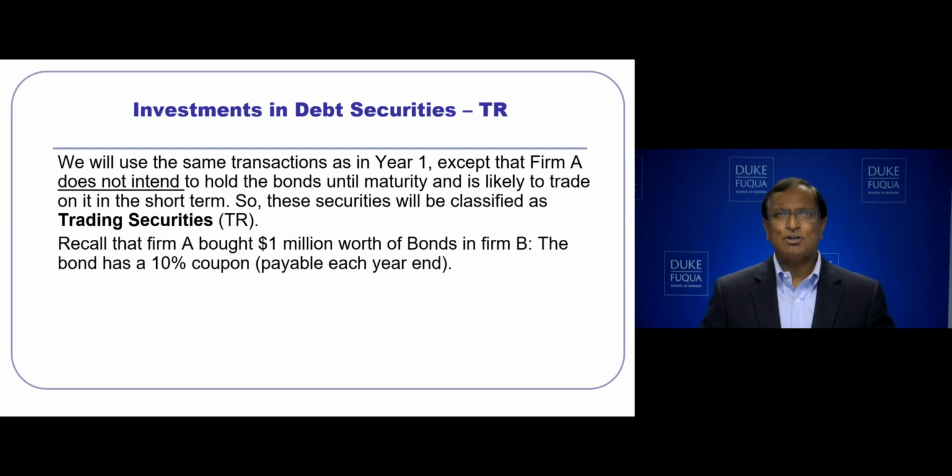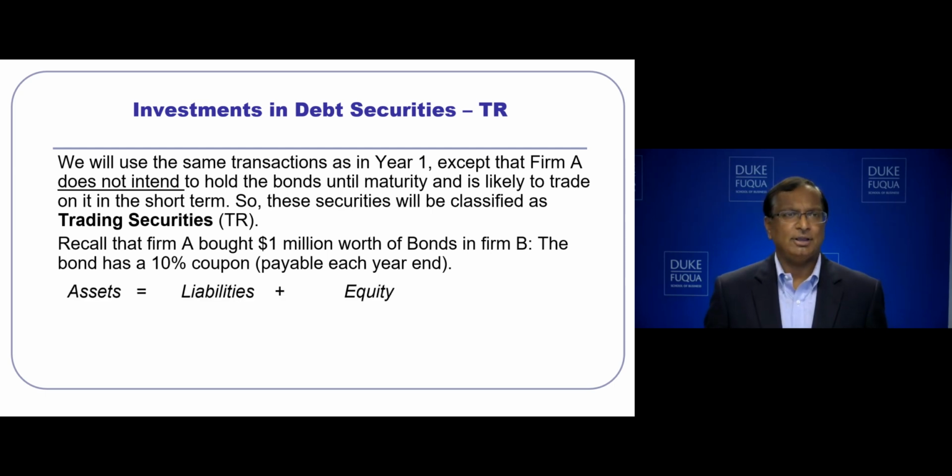We will use the same transactions as in year 1, except that firm A does not intend to hold the bonds until maturity and is likely to trade them in the short term. So the securities will be classified as trading securities, or TR for short. Now recall that firm A bought $1 million worth of bonds in firm B, and the bond has a 10% coupon. The only difference is we are now classifying it as trading securities instead of HTM securities.